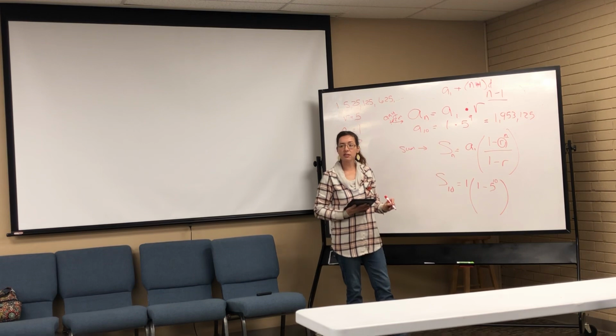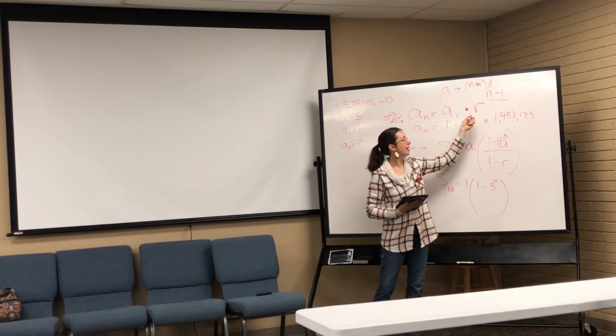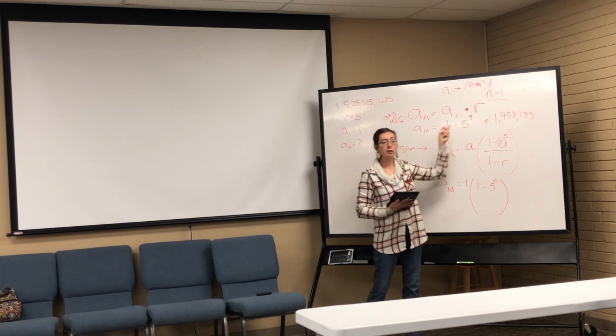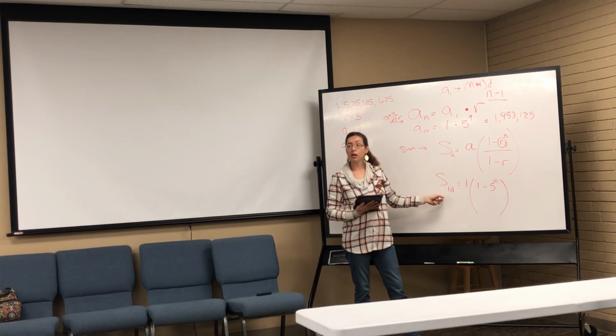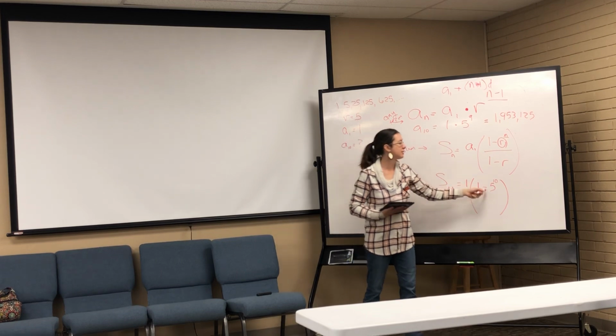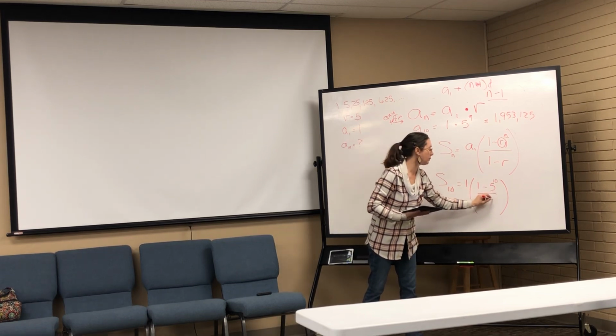So do we see how that's different? Whereas before we had 5 to the 9th, because we're actually finding the place, for our summation we are using the actual number of terms that we have. So we have 5 to the 10th over 1 minus 5.